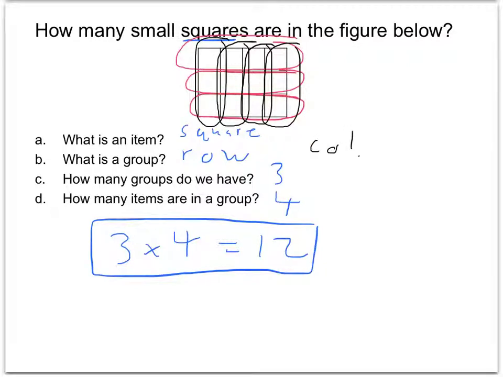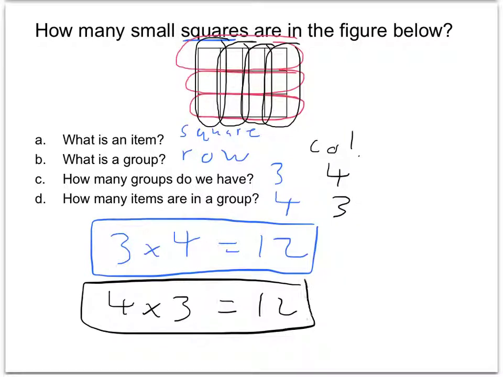So then how many groups do we have? Well, we have 4 columns. And then how many items are in a group? So that would be 3. And so in that interpretation we have 4 groups times 3 items in each group, and we still have the same number of items, which is 12. So 4 times 3 equals 12. And so there's another way that we could have set up this problem.